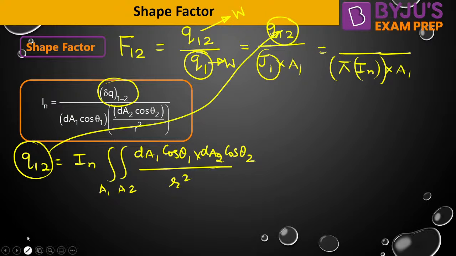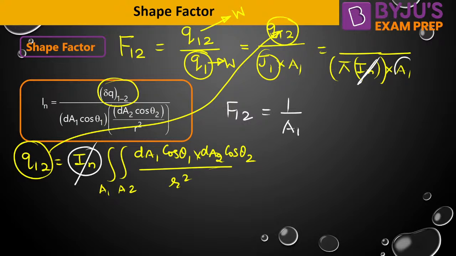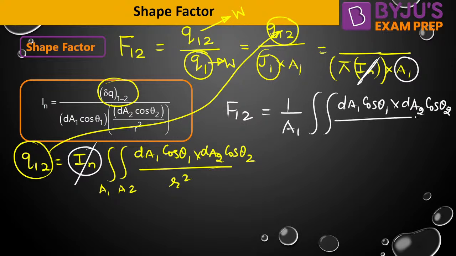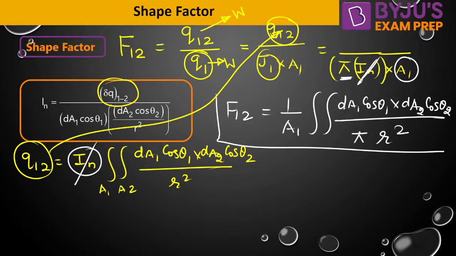The shape factor. Can you write the shape factor F1 to 2? If we put Q1 to 2, this In will get cancelled out with this In, isn't it? So F1 to 2 is 1 upon A1, that is there. Then it will be double integration of dA1 cos theta 1 into dA2 cos theta 2 upon pi into R square. Is this clear or not? This is how we can write F1 to 2.